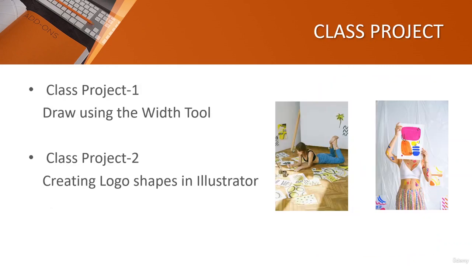Okay, so here the first class project will be draw using the width tool. Okay, so I have also showed you guys the steps of what all to be done. So we'll do class project one here, like we'll draw a shape using the width tool, and we'll put colors in that. And class project 2 is creating logo shapes in Illustrator. Okay, so we'll create some shapes, and please upload your work into our project panel so that I can check those out and get back to you guys.